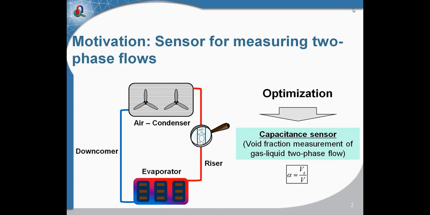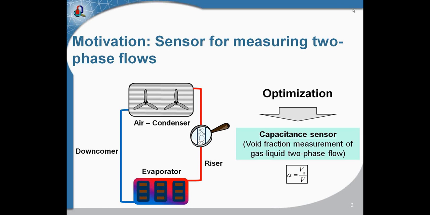Then there's the riser, in which the evaporated cooling fluid is lifted by the difference in the density between the liquid phase in the downcomer and the two-phase mixture in the riser. And finally, at the top of this device, there's a condenser where the two-phase mixture cools down and finally condenses. So in order to analyze and optimize such a system, a deeper understanding of the two-phase mixture in the riser and especially of the void fraction is essential.